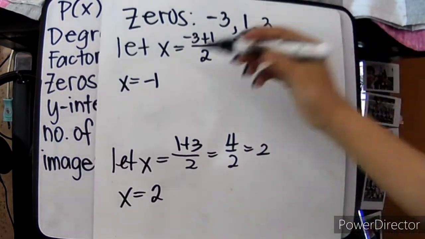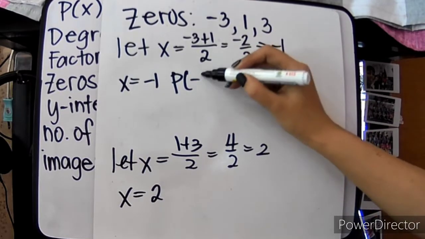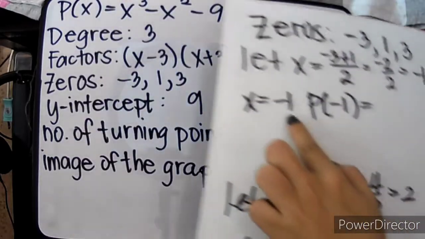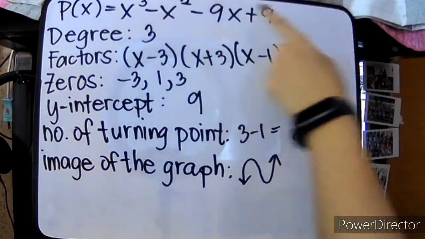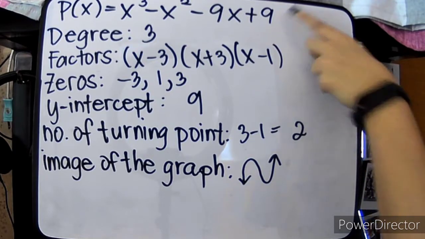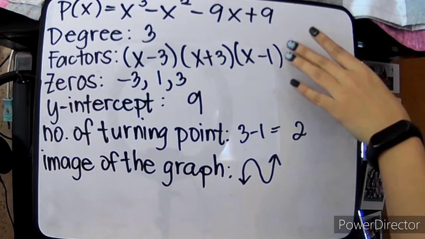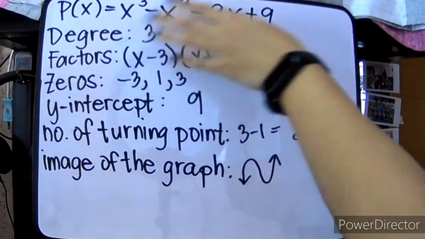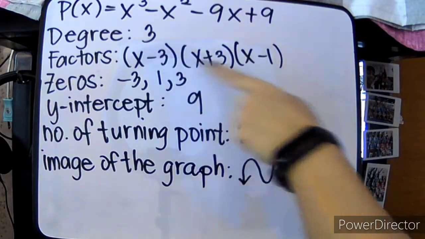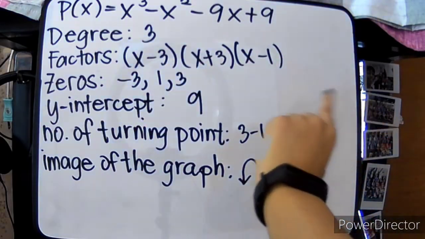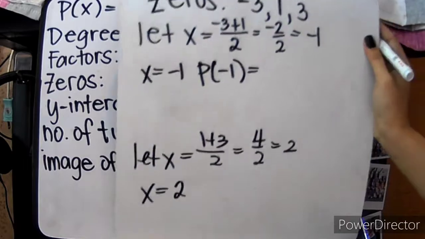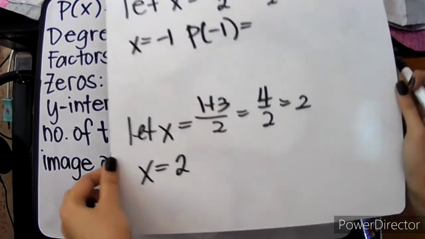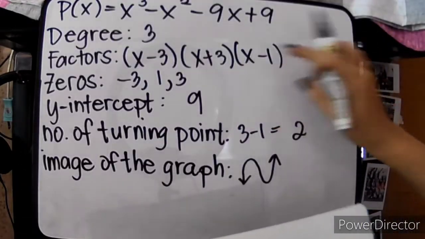So, sa given polynomial, p of negative 1. Isa-substitute natin ito for our x. It's either you will be using the given or itong factored form. So, para sa akin, mas madali kapag naka-factored form. Dito kasi mag-multiply ka na and magsasubtract or mag-add ka pa. Dito kasi, sa huli ka na mag-multiply. So, it depends on you. Pero sa akin kasi, I prefer to use the factored form.